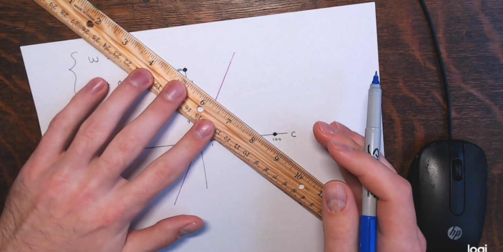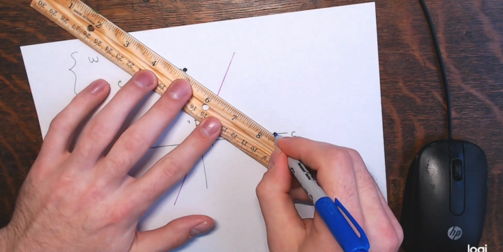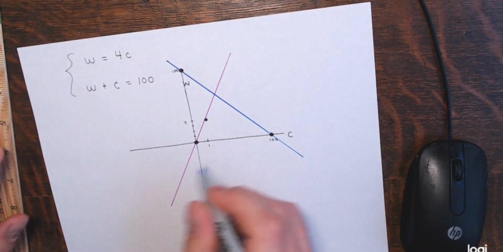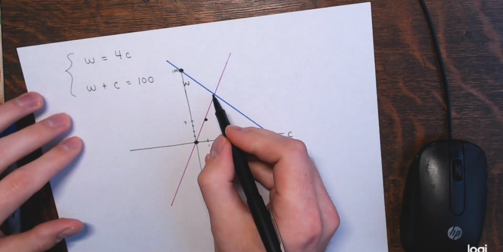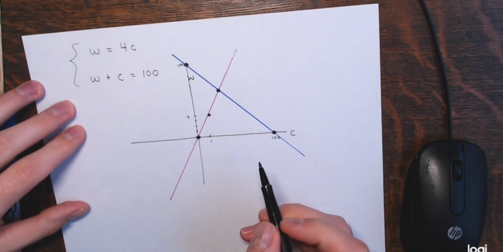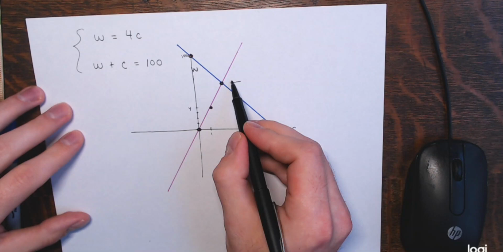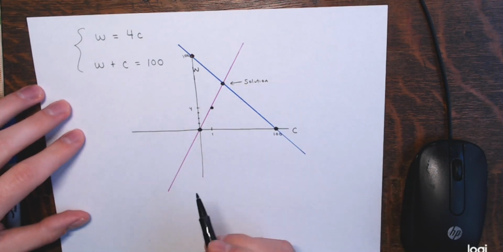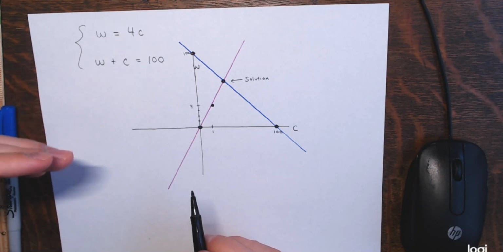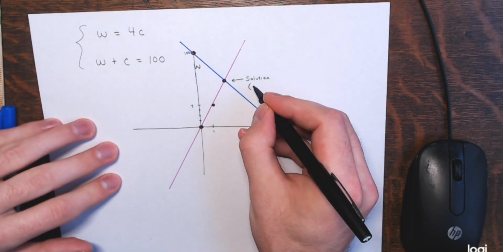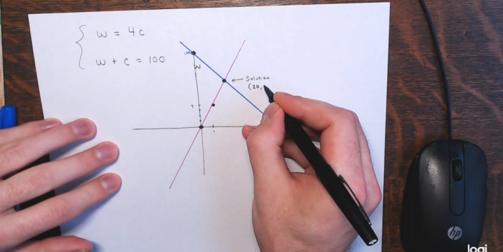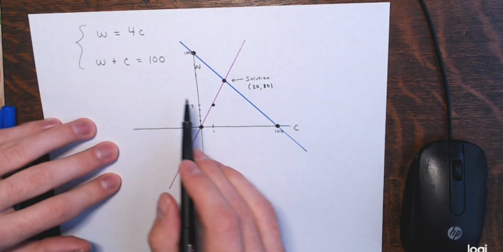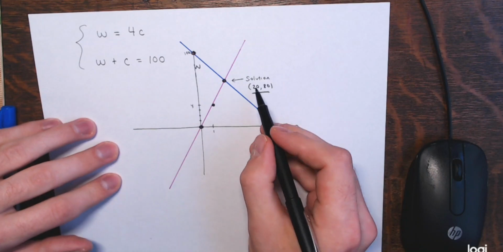All right. Again, this is a terrible hand drawing, but there's the other line, and they definitely cross somewhere. All right, they definitely intersect somewhere, and that's going to be the solution of the system. Now, like I mentioned, this is going to be C is 20, and W is 80. Right? Because 4 times 20 is 80, and then 20 plus 80 is 100. I'm telling you right now, that's the solution. C is 20, W is 80.